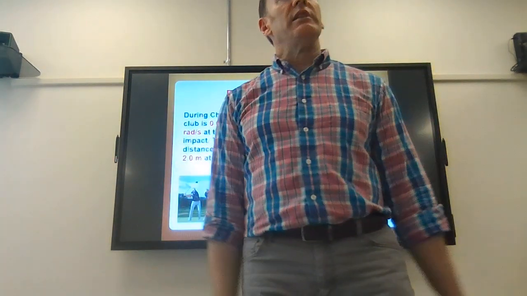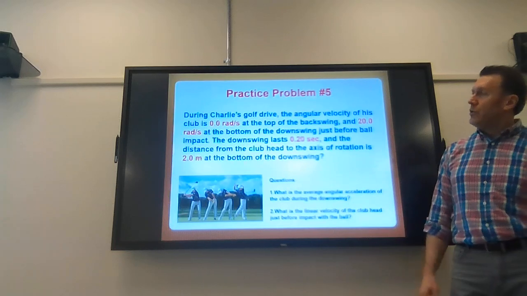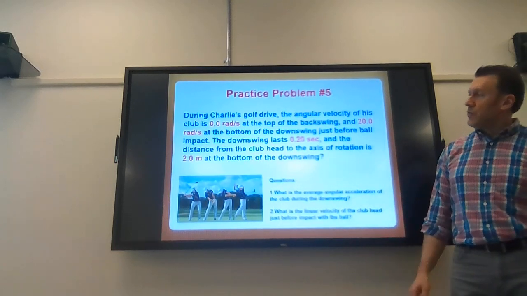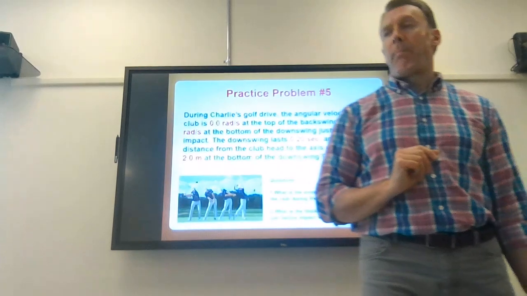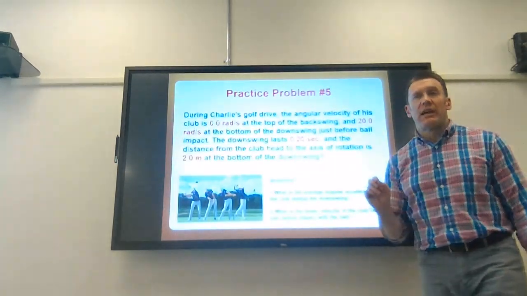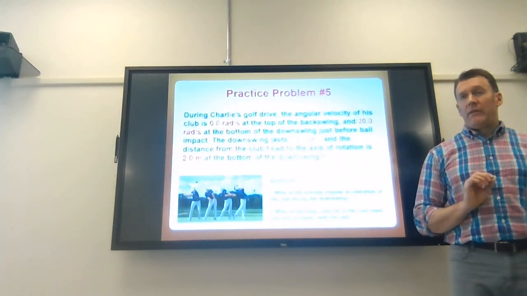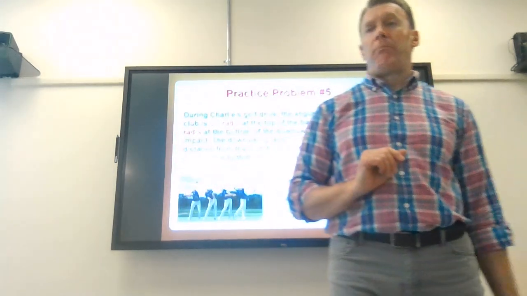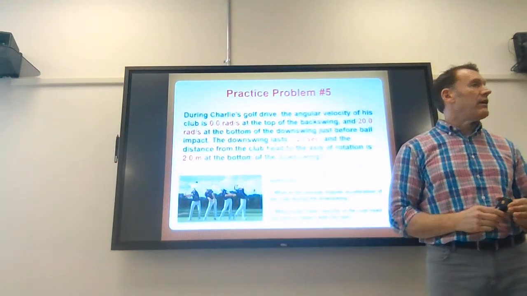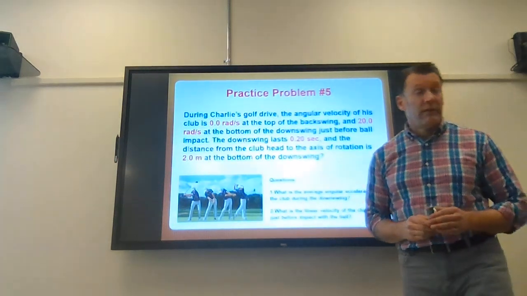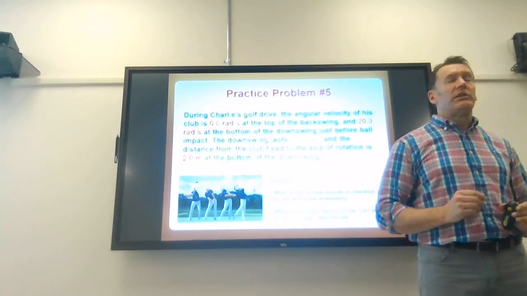Because the initial is zero, it's going to be 20 radians per second divided by 0.2 seconds. That gives you what in radians per second squared? Remember, acceleration is seconds squared. What did you come up with? Twenty divided by 0.2 gives 100. Yes, 100 radians per second squared is the rate of change in angular velocity.